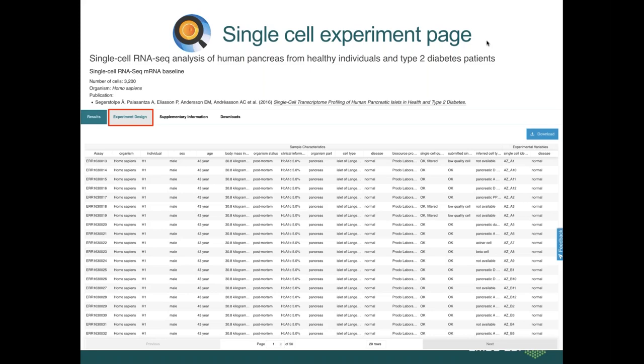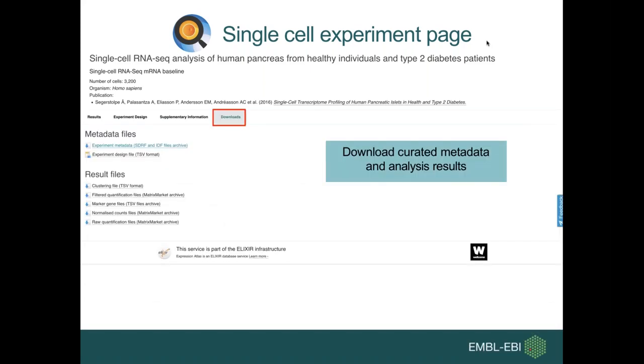And lastly, I would like to draw your attention to the downloads tab, where you can download the full curated metadata for each experiment, along with all the analysis results. And that is all from me, and I'll be happy to answer any questions if you have any.